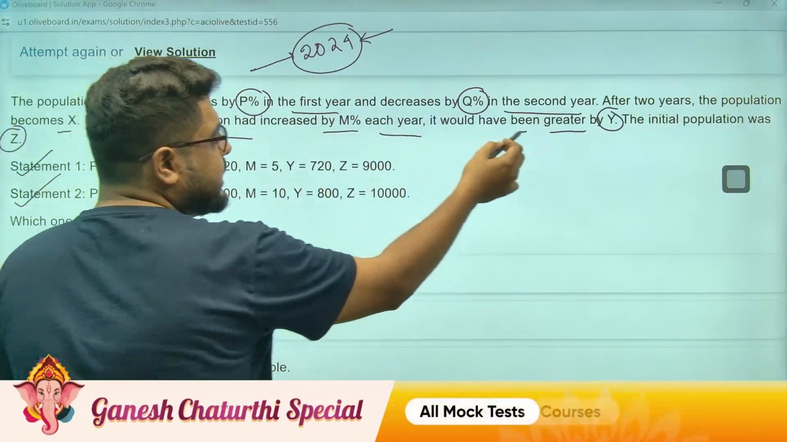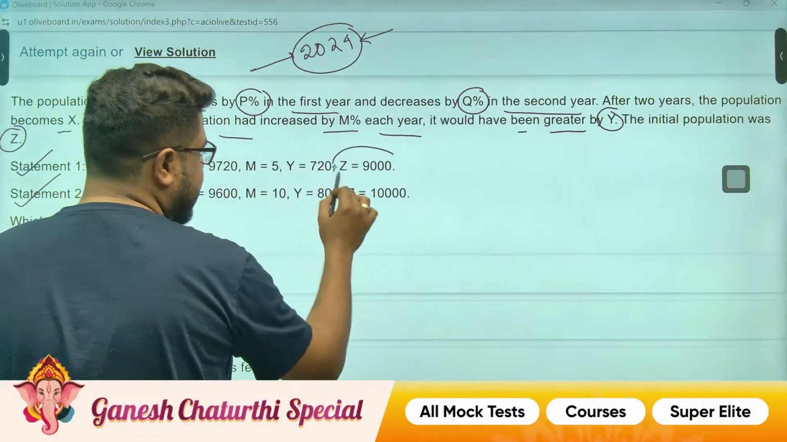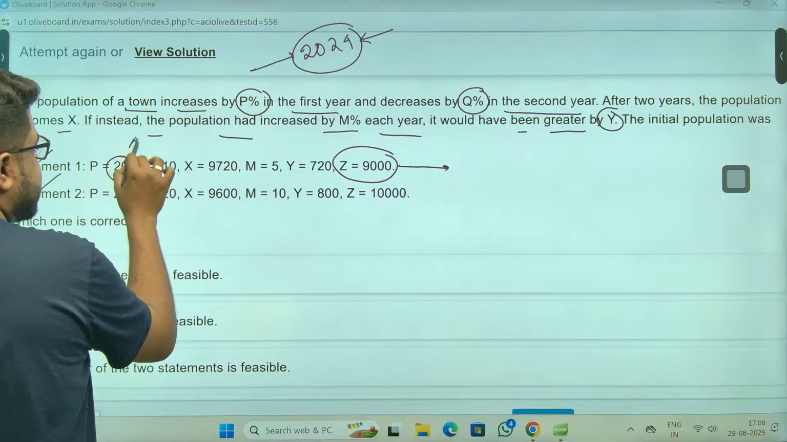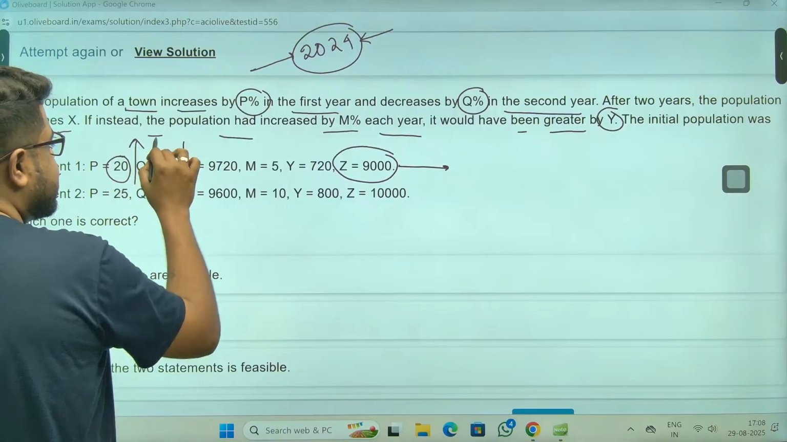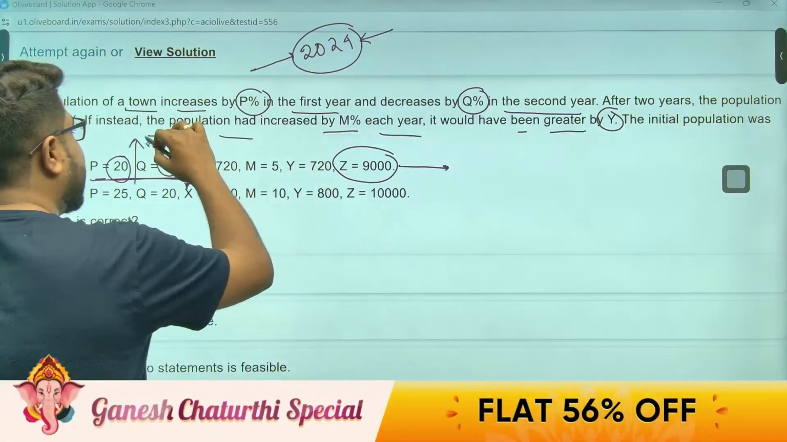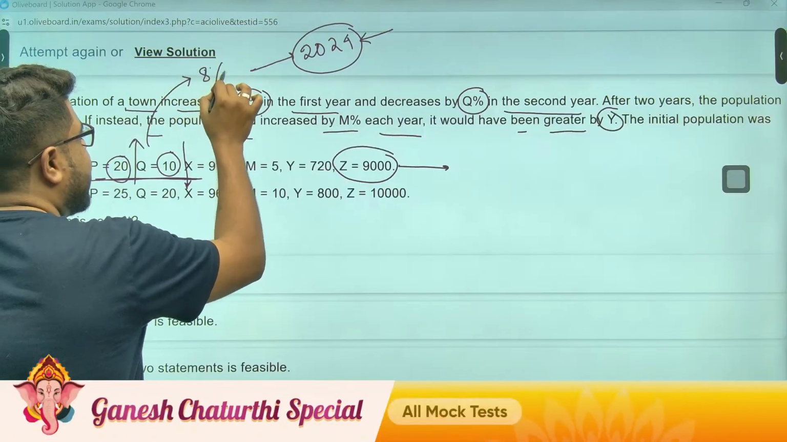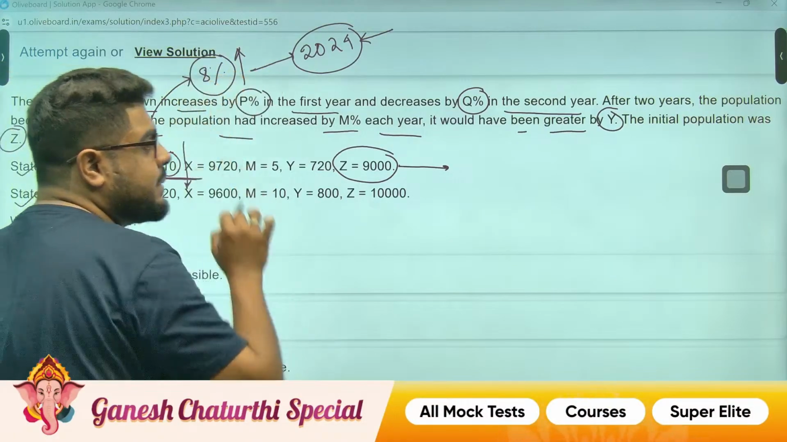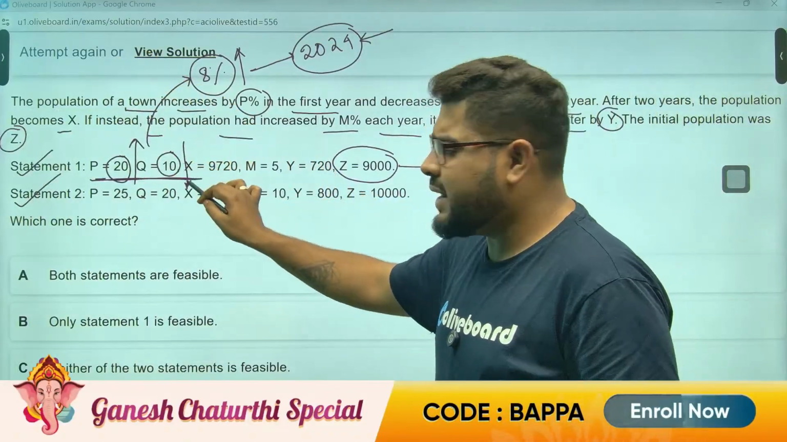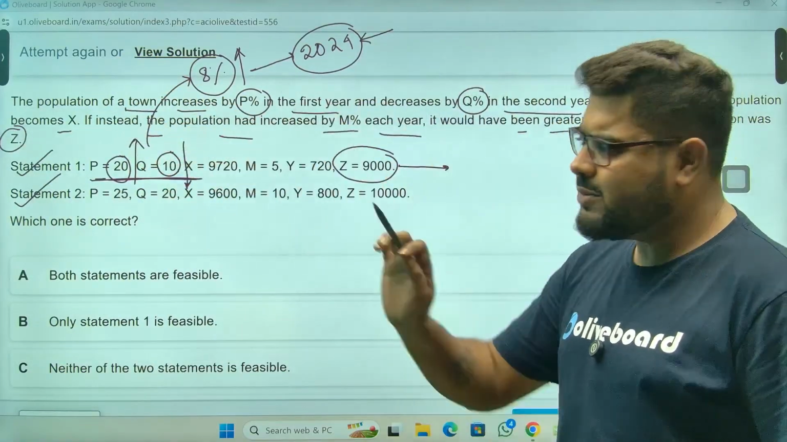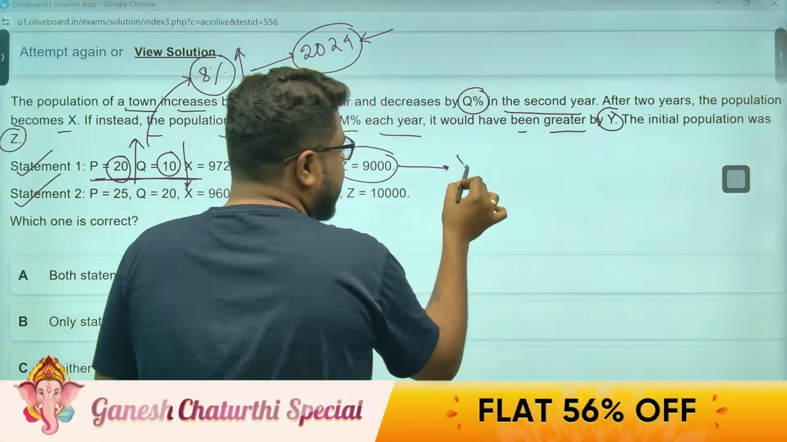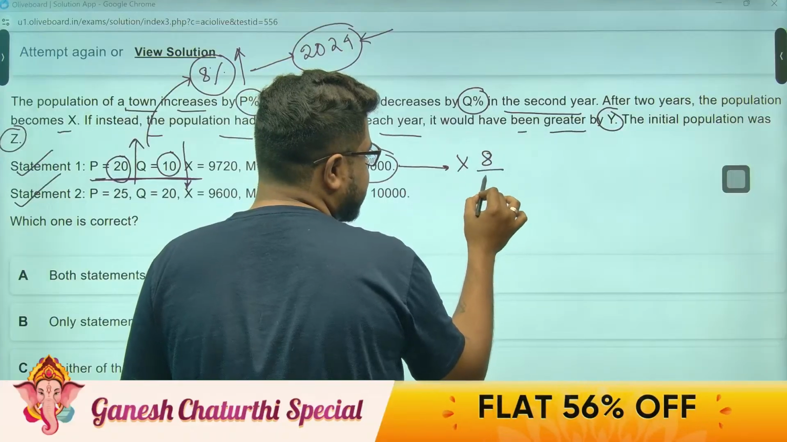The initial population was Z, so this 9,000 is the initial value. There have been two changes, a 20% increment and a 10% decrement. If we use the AB theorem, plus 20 minus 10, by now you should be familiar with this, there will be a net increment. Plus 20 minus 10 minus 20 into 10 by 100 gives a net increment of 8%. So 9,000 into 8%. 8% means this.